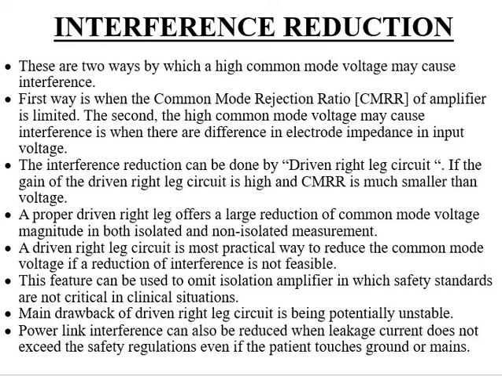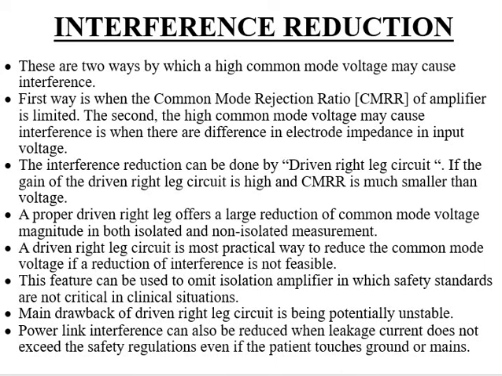Another drawback is that this is unstable. Power line interference can be reduced by proper grounding and following the safety regulations. Even if the patient is excited by a low leakage current, that should not be reflected in the measuring device. That has to be noted down.